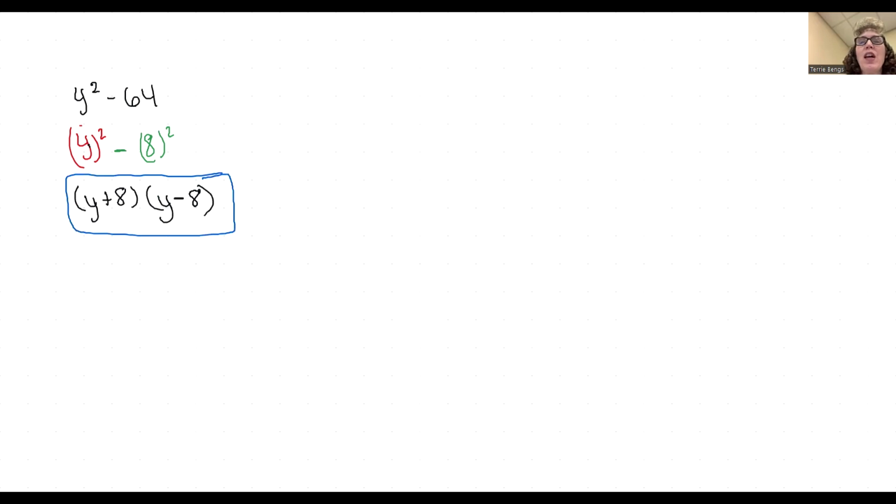So let's try another one here. It may look a little bit different. We have 16m squared minus 9y squared. Okay, so on this, again, I have the difference of two squares. I know that 4 times 4 is 16, 3 times 3 is 9, so we have a difference of two squares.